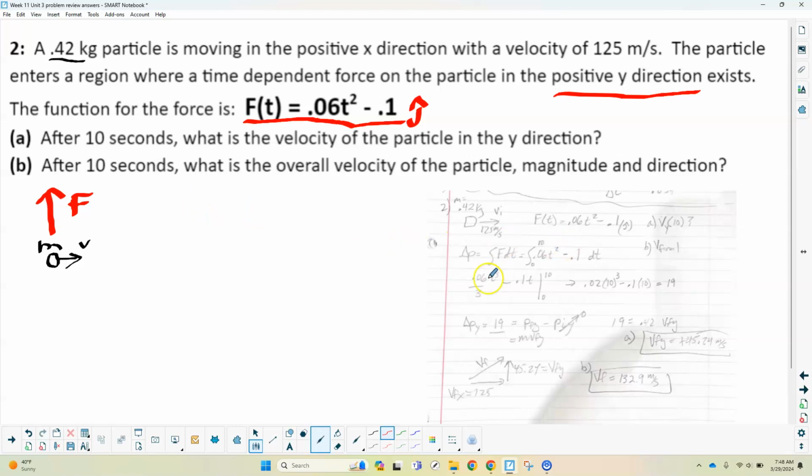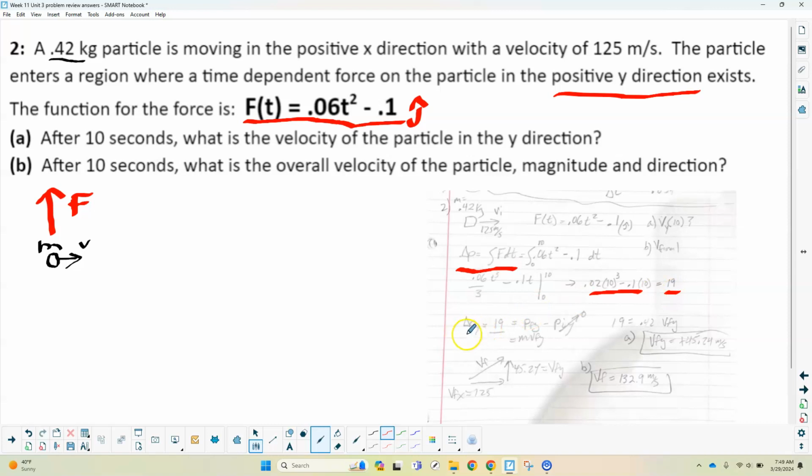And all I used was the impulse equation. So the impulse acting on a particle would be the integral of the force times the small time increment that you were measuring over. We're doing it over 10 seconds, so we evaluate that integral from 0 to 10. And then you just take the integral of this term. So if you integrate that, you get 0.06 t to the third power divided by 3. That's the first term. And the second term becomes negative 0.1 t. And then you plug in 10 for both. If you plug in 0, it becomes 0. So I plugged in 10 for each over here, and I got the change in momentum to be 19.